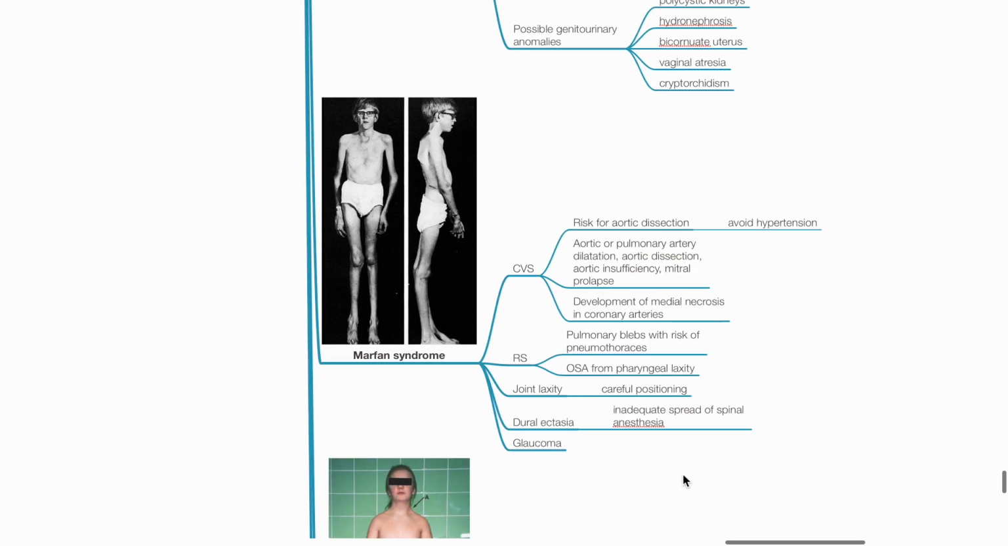Marfan syndrome. Features include CVS: risk of aortic dissection, avoid hypertension, aortic or pulmonary artery dilation, aortic insufficiency, mitral prolapse, medial necrosis of coronary arteries. Respiratory system: pulmonary blebs with risk of pneumothorax, OSA from pharyngeal laxity, joint laxity, ensure careful positioning, dural ectasia, leading to inadequate spread of spinal anesthesia, glaucoma, avoid anticholinergics.